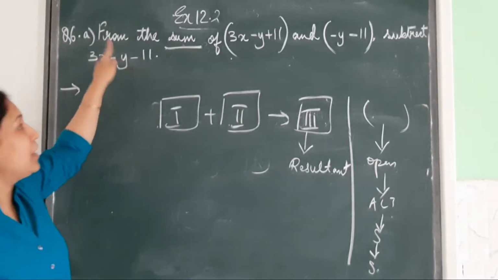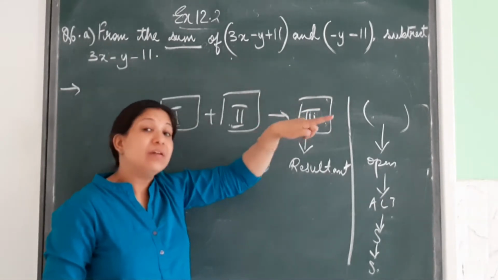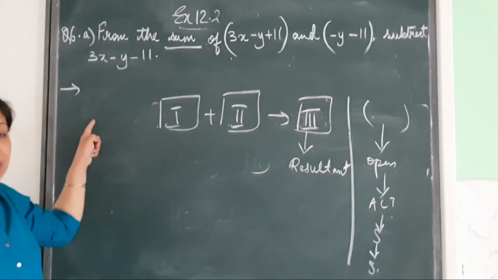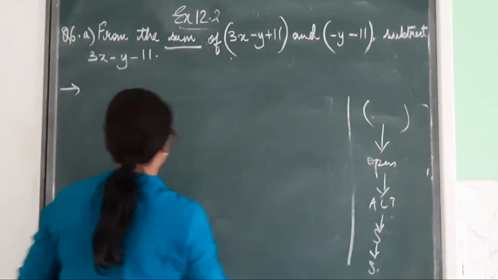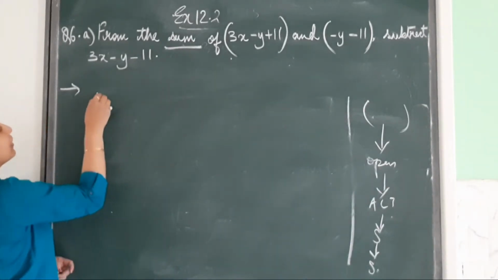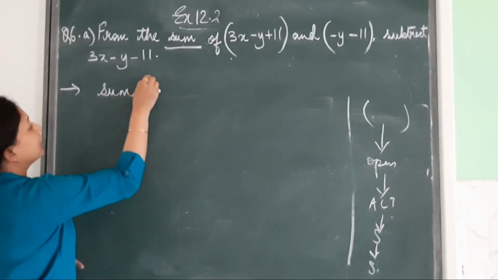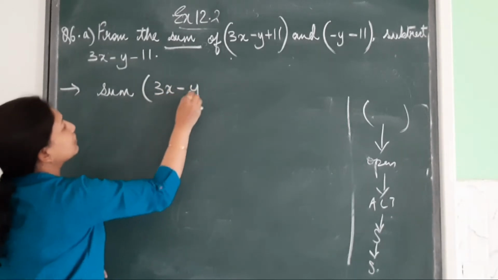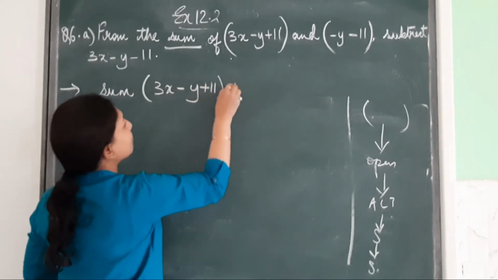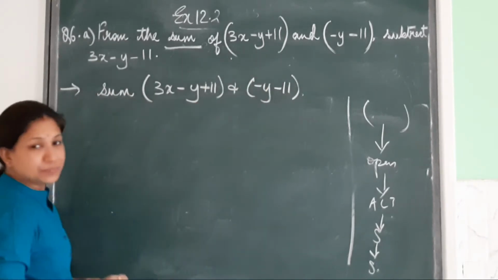Understood? First you will take these two expressions and add them up. Then with the result, you subtract. Let's now start, we know now it's very easy. So we will write down the first step. We will first do the first thing, to sum up these two expressions, 3x minus y plus 11 and minus y minus 11.